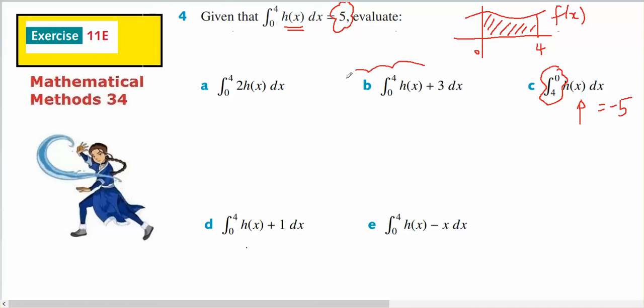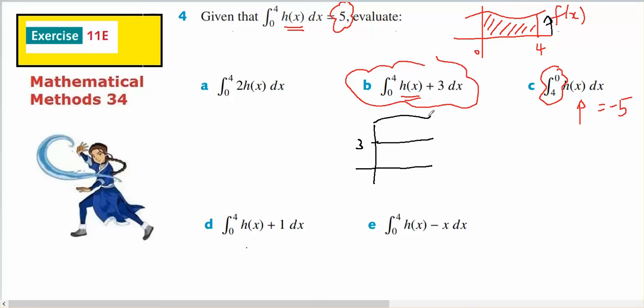If I look at this, I've got h of x plus 3. So in effect, I've moved this up 3 units, and that would be where f of x is. And I know that equals 5, and that's 3 by 4, so that's going to be 12. The answer should equal 17.